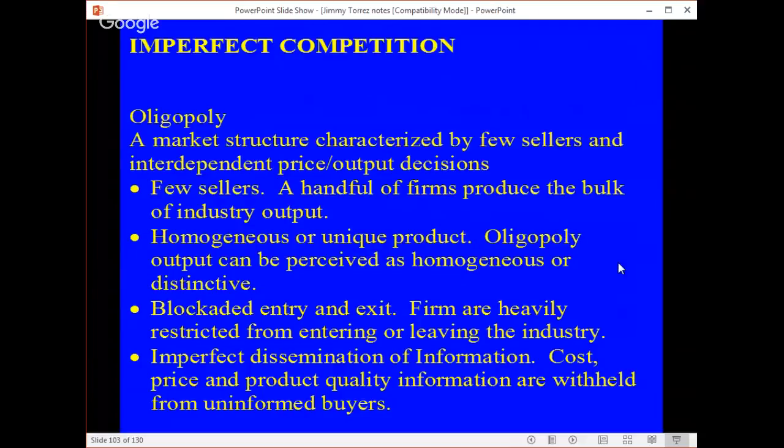So we're going to continue on with imperfect competition, but we're going to go from monopoly to oligopoly. And if you go to my MBA class, this will be lecture 11. So in an oligopoly, the assumptions are virtually the same as a monopoly, except instead of having a single firm, you just have a few firms. Other than that, all our assumptions are the same for an oligopoly as a monopoly. There are a few sellers, homogeneous or unique products, blockaded entry and exit, and imperfect dissemination of information.